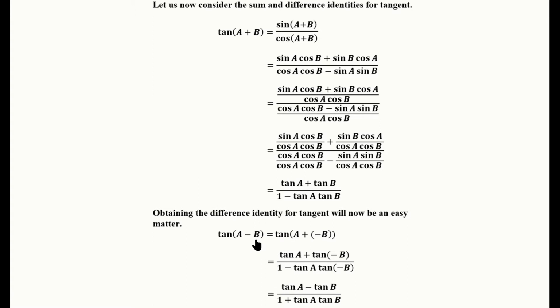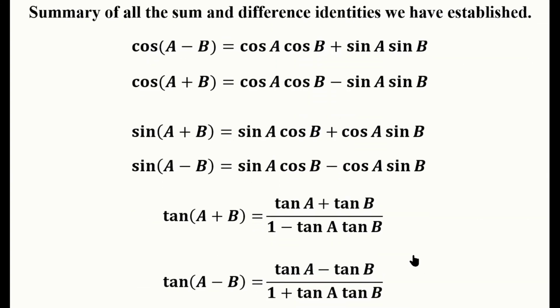So for tangent of a minus b, we get tangent a minus tangent b over 1 plus tangent a times tangent b. So now we have established all the identities for sum and difference of these trig functions that are the main ones: sine, cosine, and tangent. So there we have them all.